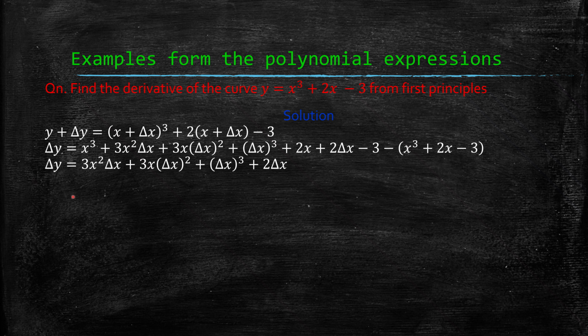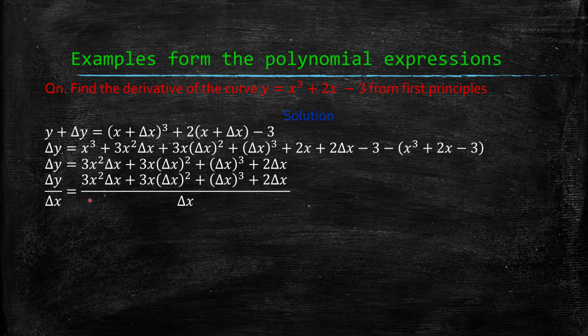We shall have our function as small change in y being equal to 3x squared small change in x plus 3x into small change in x squared plus small change in x cubed plus 2 small change in x. When we divide by small change in x, it's now going to become small change in y over small change in x being equal to 3x squared, because this small change in x goes with this small change in x, plus 3x small change in x, because one of them is going to go, then here on the cubed one is going to go, then we have small change in x squared plus 2.